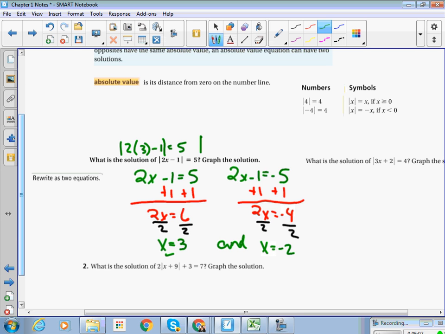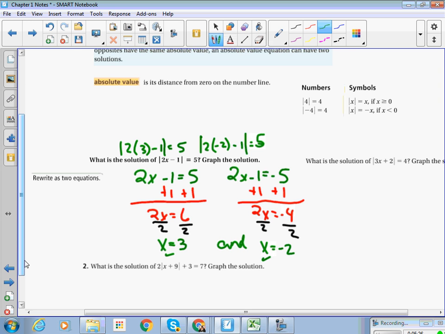The next one is negative 2. That's 5. So 2 times negative 2 is negative 4. Negative 4 minus 1 is negative 5. Absolute value of negative 5 is 5. So both of these check out.